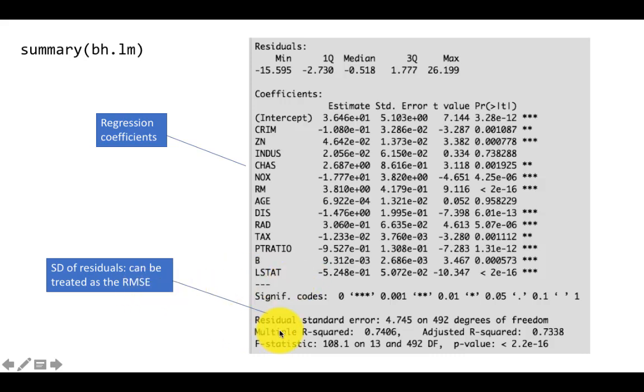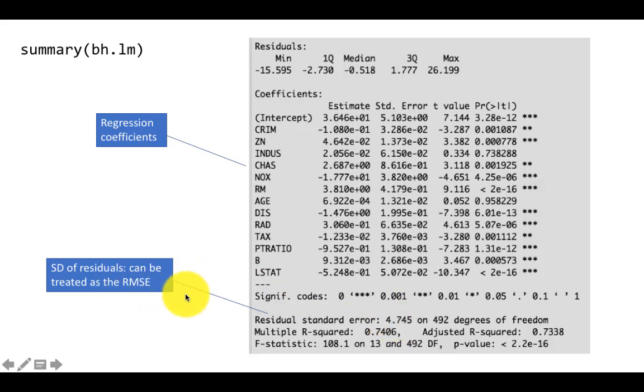And here it says residual standard error 4.745. This really happens to be the standard deviation of the residuals. By residuals, what we mean are the differences between the predicted values and the actual values on the data that was used to build the model. So typically you would be doing this on a training partition, and therefore it's the predicted values for the training partition minus the actual values for the training partition. That's the error for each case. And this is nothing but the standard deviation.